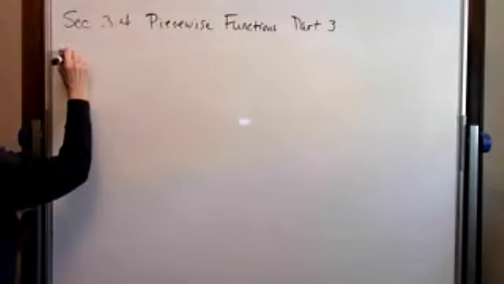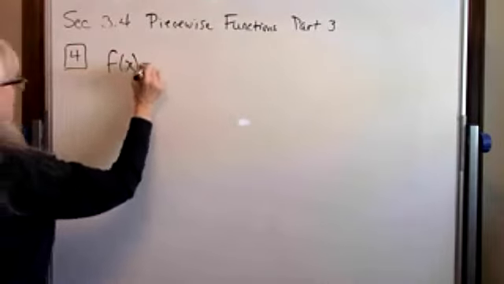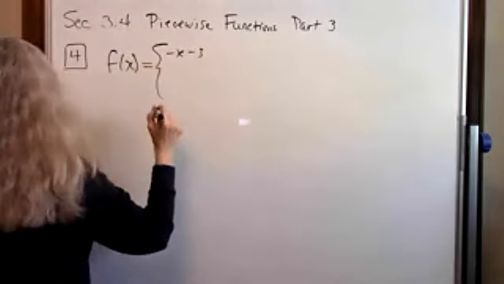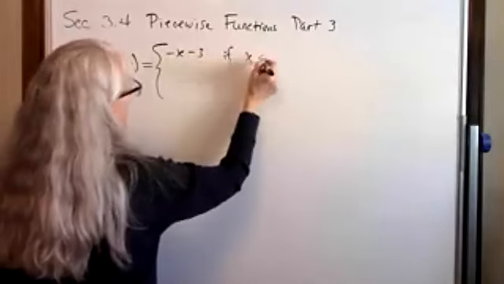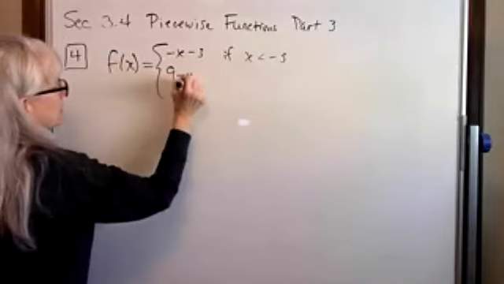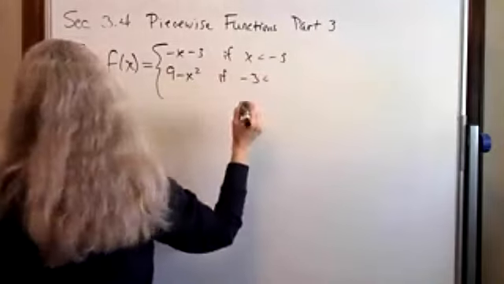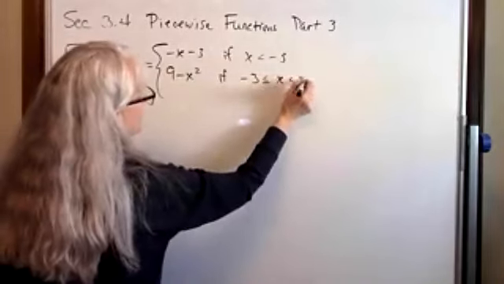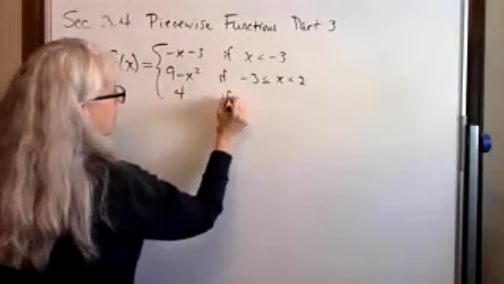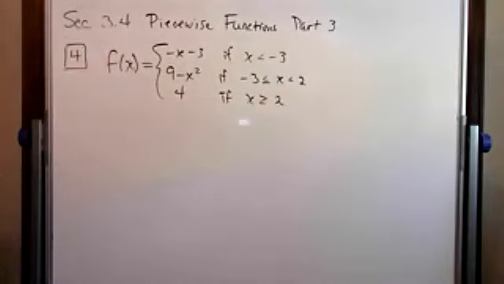So example 4, we have f of x is equal to -x minus 3, and that's if x is less than -3. I also have 9 minus x squared, and that's if -3 is less than or equal to x is less than 2. And we also have a 4, and that's if x is greater than 2.